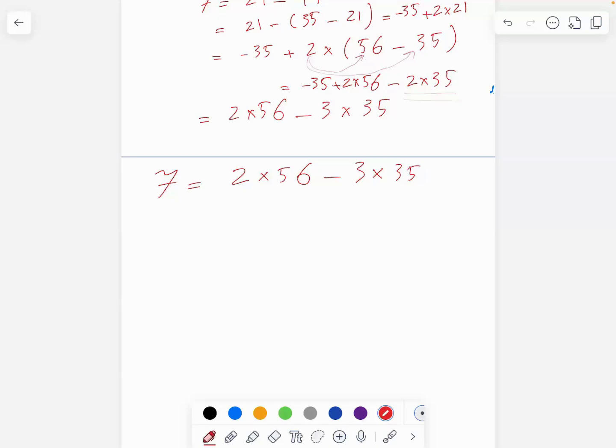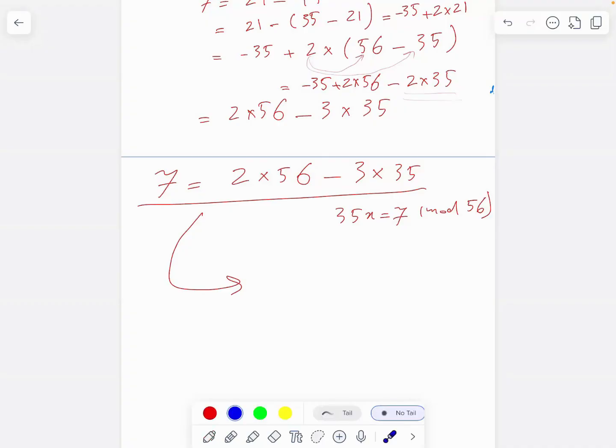Now we see that, what was the equation? The equation was 35x equals 7 mod 56. From here, I prefer always, once we write this one, to make the number alone with its coefficient on one side of the equation. So this will be minus 3 times 35 equals 2 times 56. All I did is move this guy to the other side. That's why it receives a negative, so we need to change the sign.